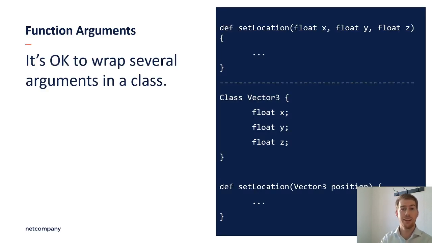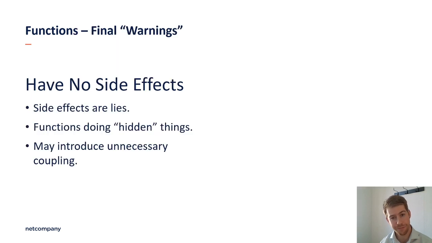And don't forget that it's okay to wrap several arguments in a class. On the right side, you can see an example from anyone who's done any game development. Usually you have a vector3 class, so you have 3 floats for x, y, z coordinates instead of literally passing in those 3 arguments all the time. So don't be afraid to wrap arguments if needed.